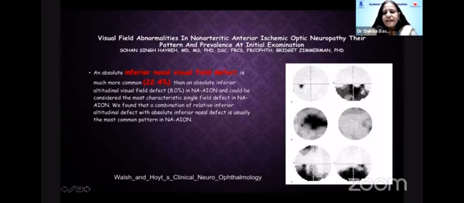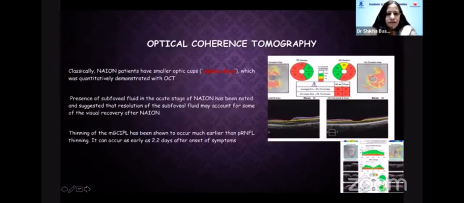The visual field abnormalities in these patients can be inferior arcuate, altitudinal, central scotoma, but according to Dr. Hayreh's paper, inferior nasal visual field defect is the commonest defect, which is seen in 22.4% of patients.